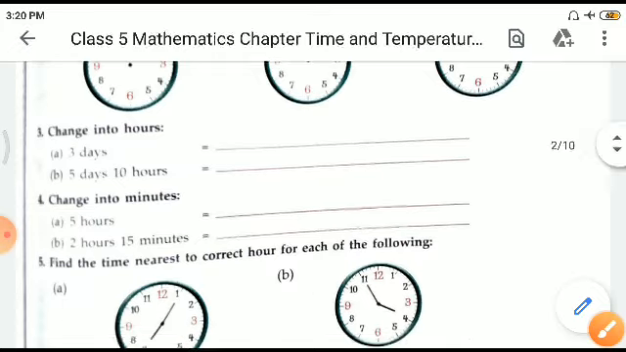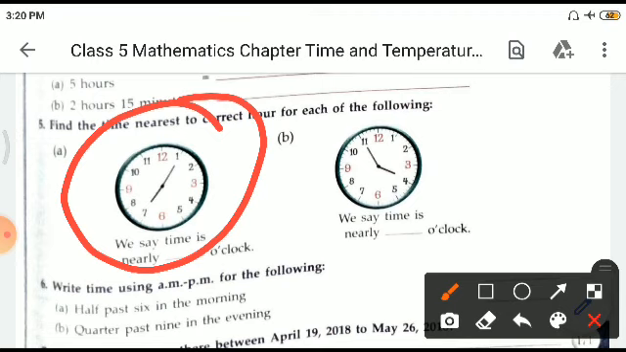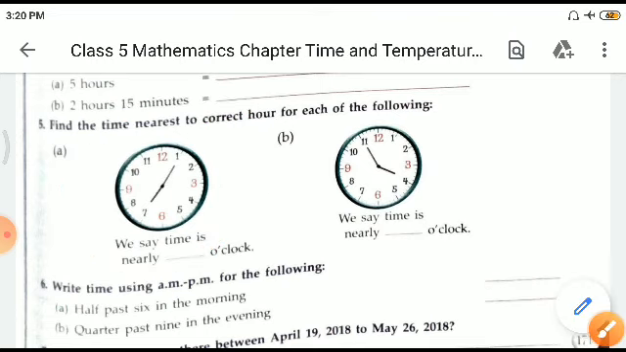Okay. Next is find the time nearest to the correct hour for each of the following. Nearest to the correct hour. Right? Now, see in the first clock here, 1 is very near to 12. Right? So we can regard this longer arm to be at 12. And the shorter one is at 7. So that means the time shown here is 7 o'clock. Right? It is 7 o'clock.